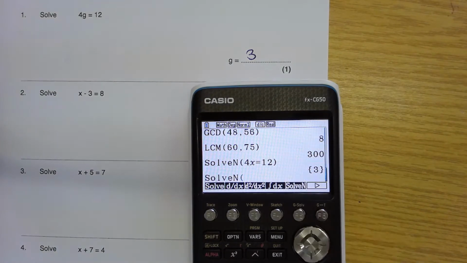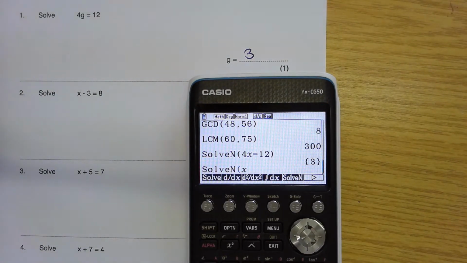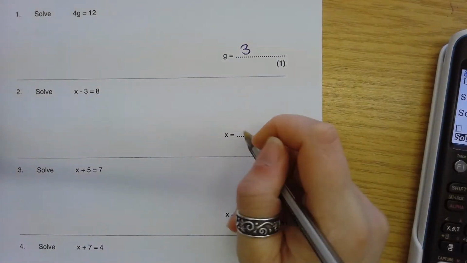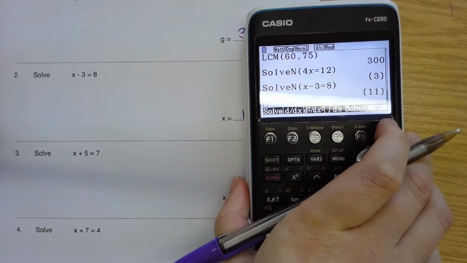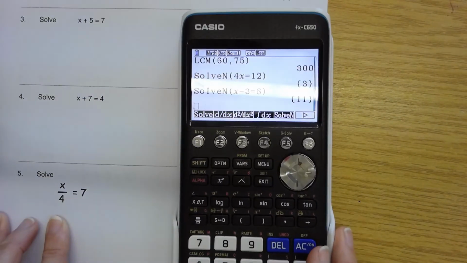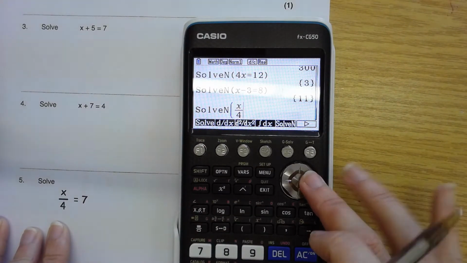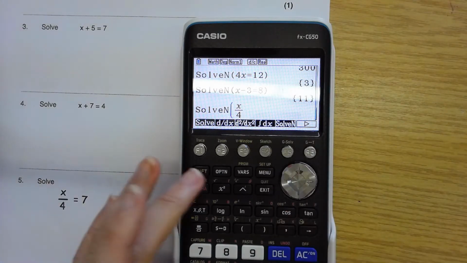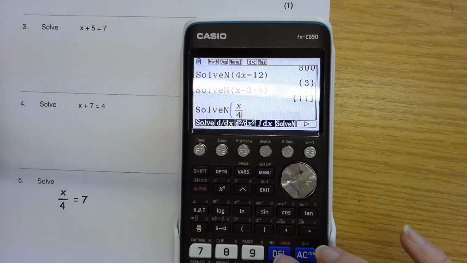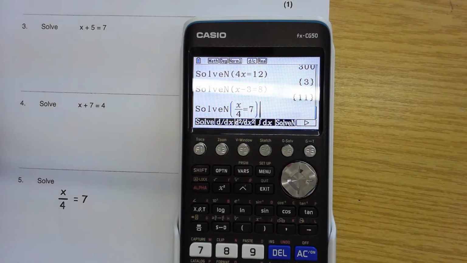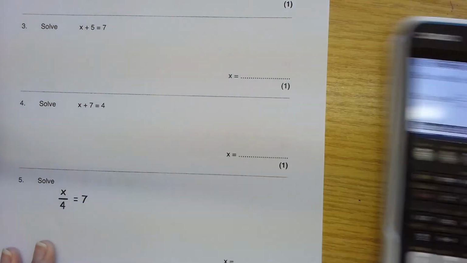So for my next one, solveN, I would do x subtract 3 equals 8. Close bracket, same sequence as before. It's got that my solution for x is 11. And then the questions continue very much like that. If I've got a fraction, I do solveN, and then I do my fraction button as before, x over 4. Because I'm still down there, if I do my equal sign, it goes in the denominator of that fraction. So I use the cursor to pull it out, and I do equals 7. Close my bracket, and it gives me a solution of 28.